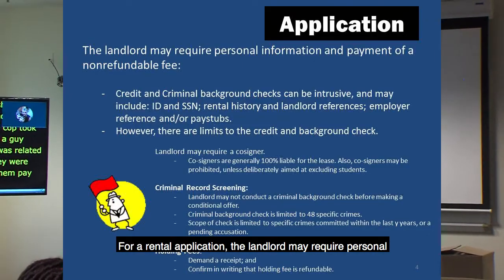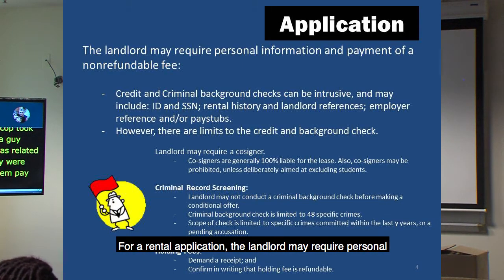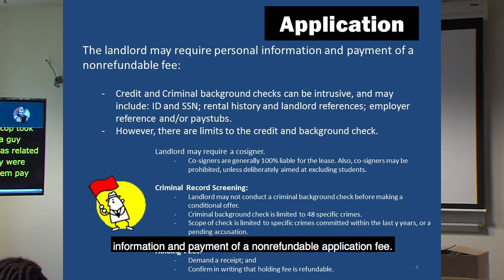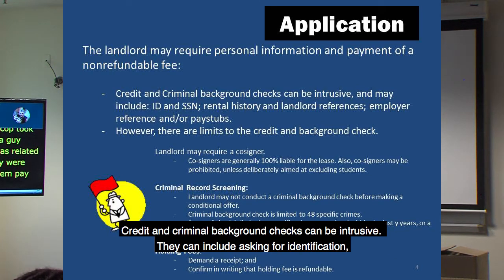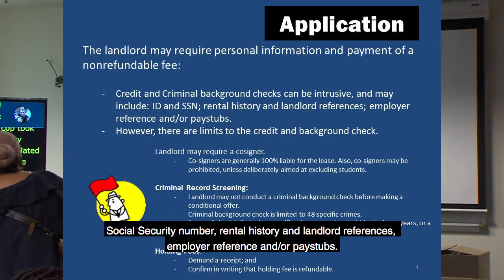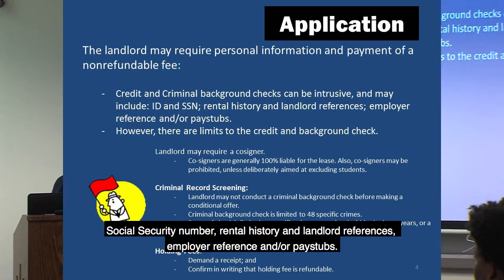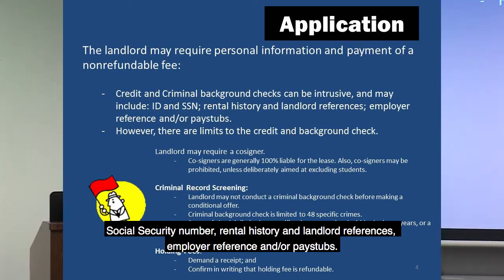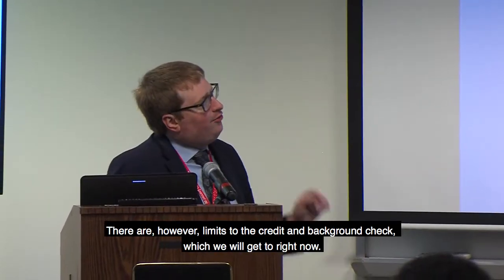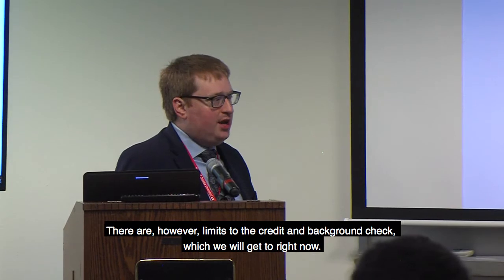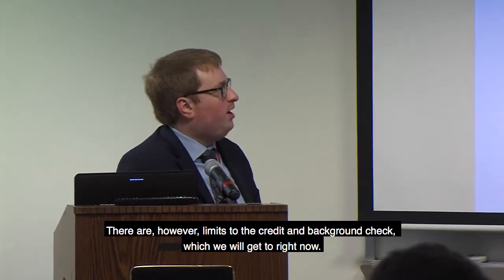For a rental application, the landlord may require personal information and payment of a non-refundable application fee. Credit and criminal background checks can be intrusive. They can include asking for identification and social security number, rental history and landlord references, employer reference, and or pay stubs. There are, however, limits to the credit and background check, which we will get to right now.